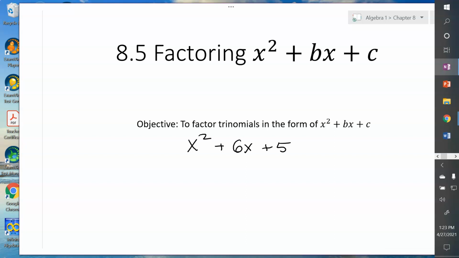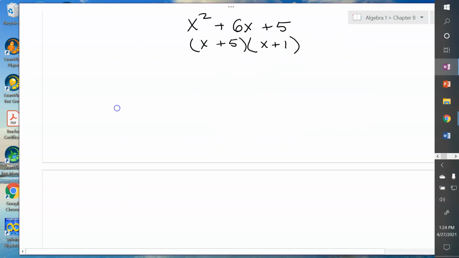There is no coefficient in front of the x squared, but you do have coefficients in front of the x, and then there's the 5. And when you're done factoring, your answer is going to look like this. You're going to have two binomials. In this case, it's going to be x plus 5 and x plus 1. And as we go through today's lesson, you will be able to factor these almost as easily as I just did. Let's go ahead and start our first problem.